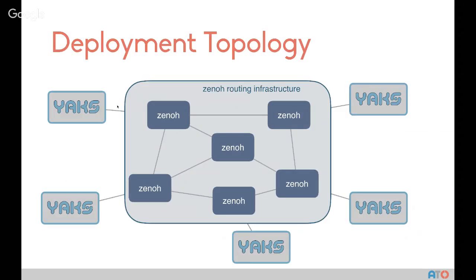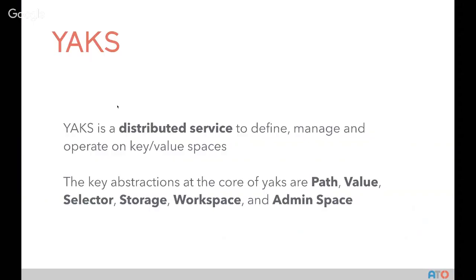So, typical deployment topology of YAKS in the next slide: you have several YAKS services deployed in your system, so that could be really worldwide, in the cloud, in your edge infrastructure, or in the things themselves. And all those YAKS are connected to the Zeno routing infrastructure, which is just software routers that are routing our Zeno protocol. So what are the abstractions that are used by YAKS? That's in the next slide that will come in a moment.